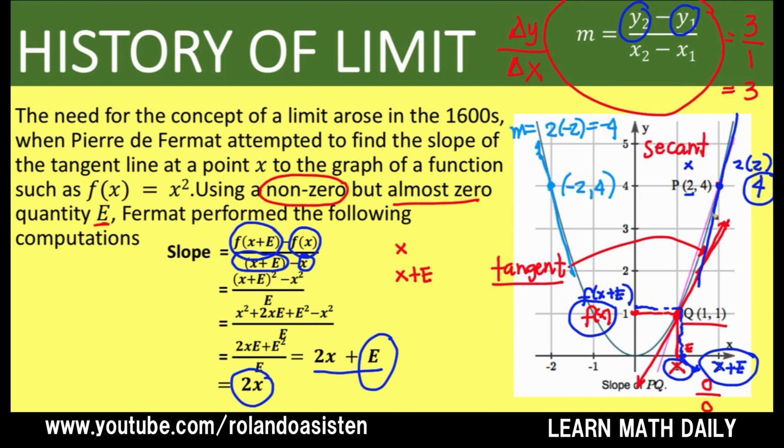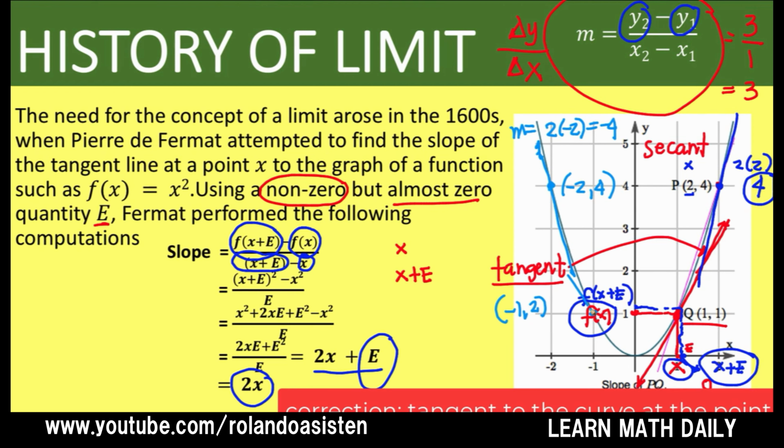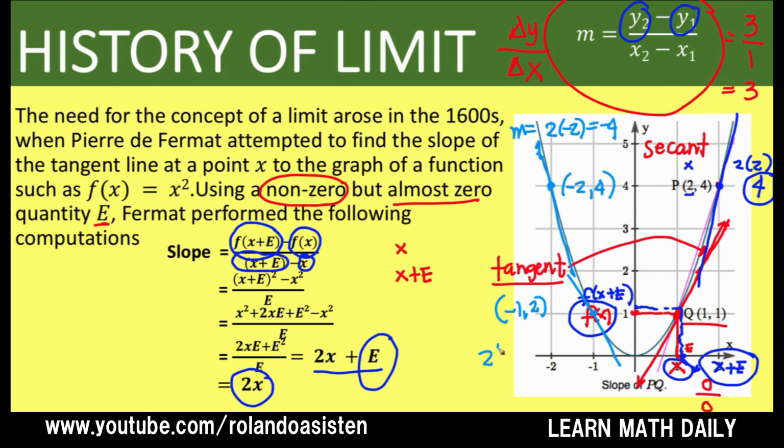While here, the line is going up and the slope is positive. At this point, which has a coordinate of (-1, 2), what is the slope of the line that is tangent to that point? We can compute it using this formula, 2x. 2 times the x value, -1, equals -2. So therefore, at the point (-1, 2), the slope of the line tangent to that curve at that point is -2.